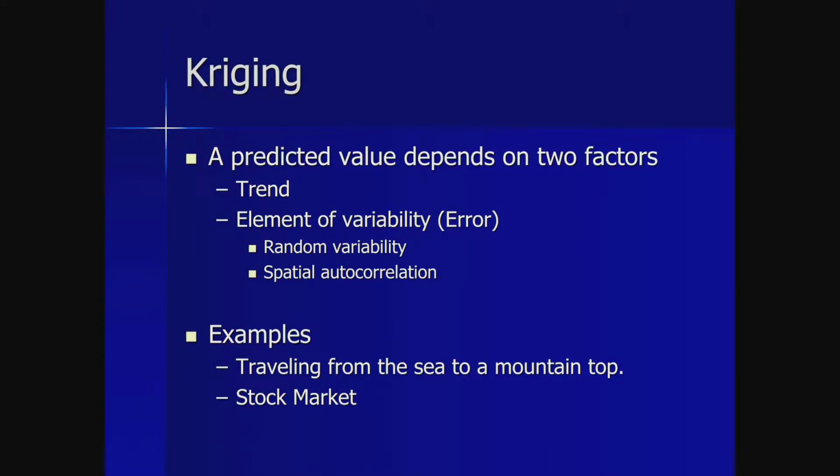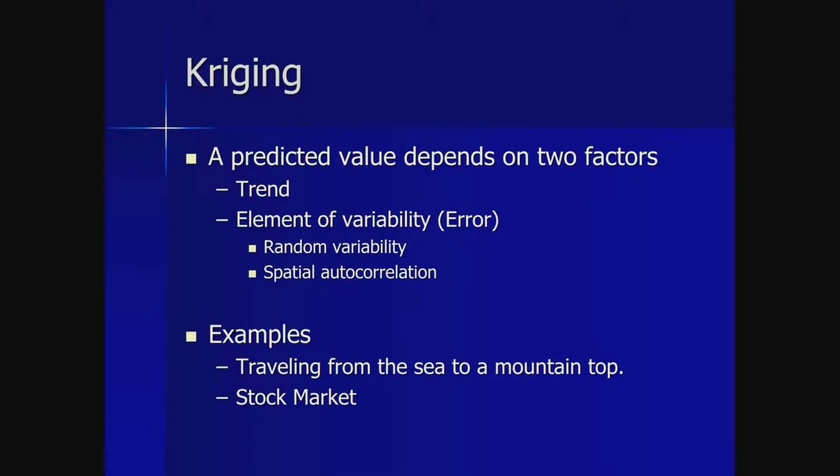Okay, so the next topic here is kriging. Kriging is sometimes called geostatistical interpolation, and it does build on the concepts we've covered. It creates a predicted value that depends on two factors.